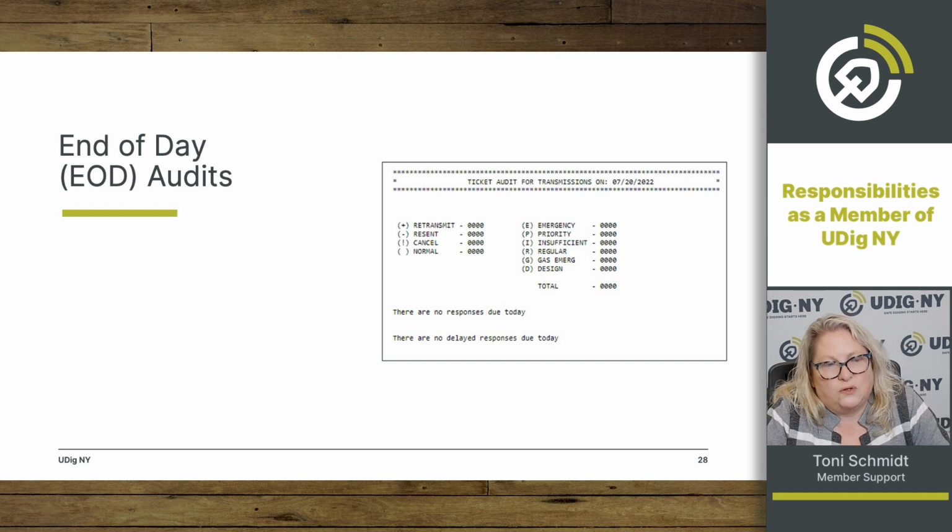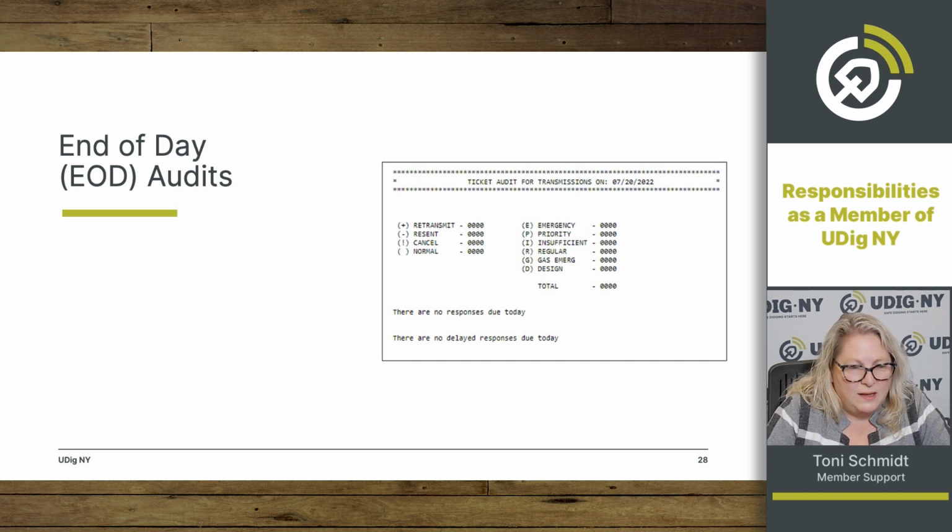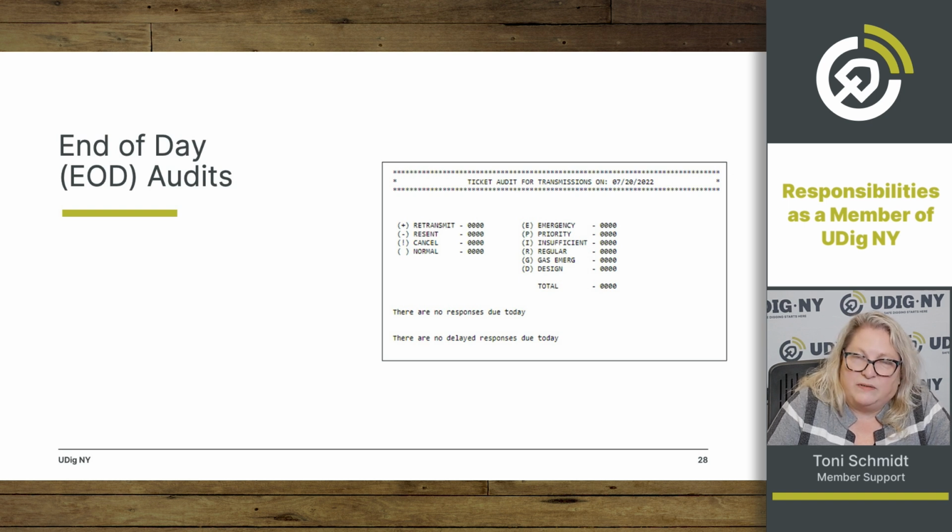Another good way to be sure that you are receiving location requests is by checking your end-of-day audits. The end-of-day audit is a transmission, and it is automatically sent to all your primary delivery emails. This audit is mandatory. It's a no-cost message that's sent to the primary email each night around midnight. The audit recaps the previous day's ticket totals and lists the upcoming location requests needing a response.